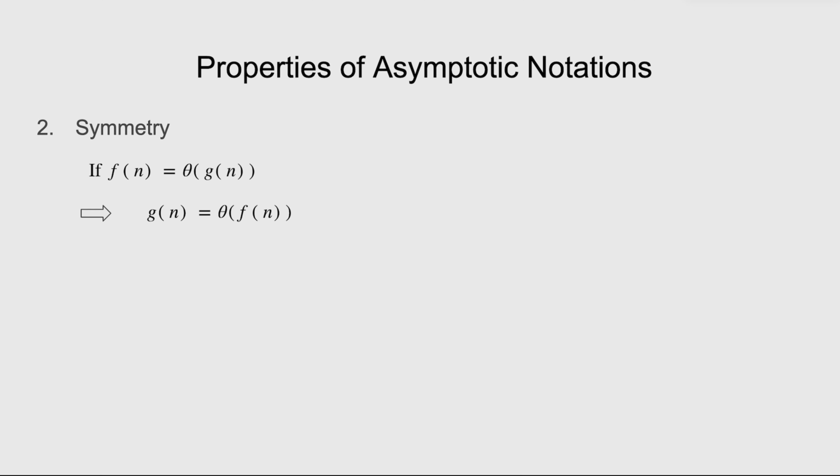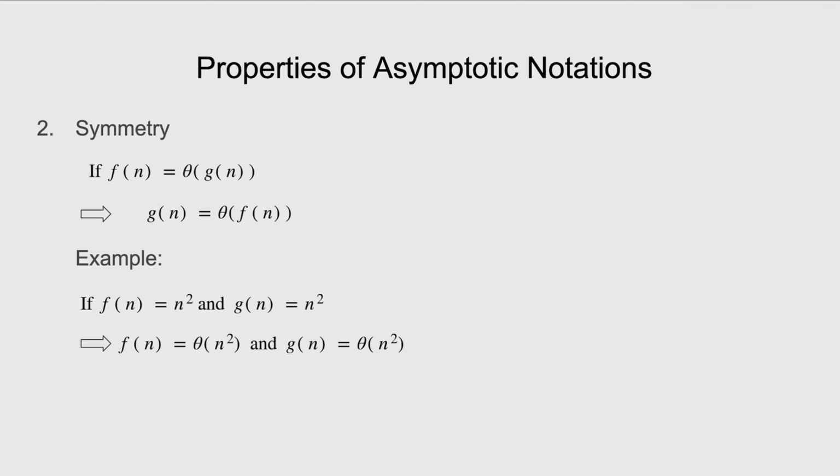The second property is symmetry. If f(n) is theta of g(n), then g(n) is theta of f(n). This property is only valid for theta notation. As an example, if we have f(n), then g(n) is theta of g(n), which is n squared, and g(n) equals theta of n squared, that is f(n). So when both functions are the same, then they are symmetric. One of them is the theta of the other, and the other is the theta of the first one.